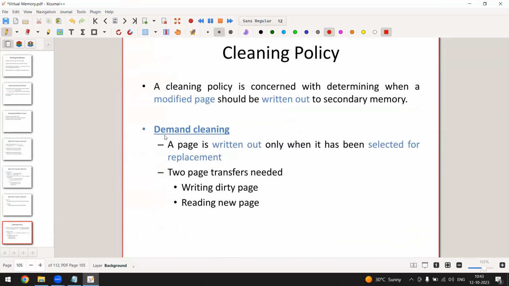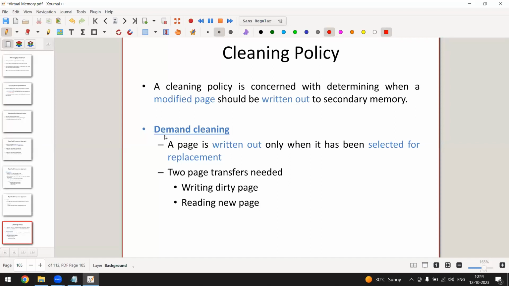And the last thing is the cleaning policy. What is the meaning of cleaning policy? See, the cleaning policy is concerned with determining when a modified page should be written out to secondary memory. Some pages in the main memory are modified by the user. Because they are modified, you need to write the changes back to the disk.